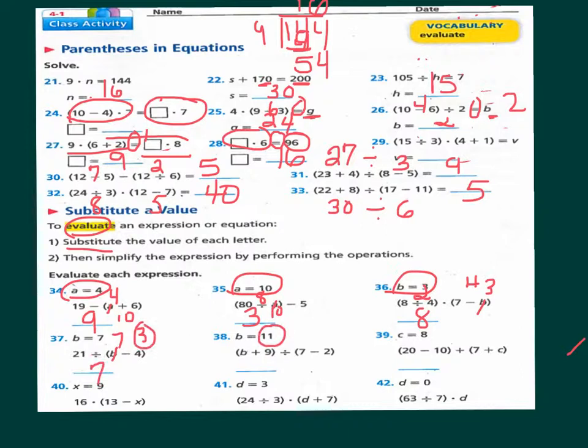All right, let's check our answers. 7. So 7 minus 4 is 3. 21 divided by 3 is 7. I'm going to substitute 11 for the variable B. And I'm going to do 11 plus 9 is what? 20 divided by 4, oops, sorry.